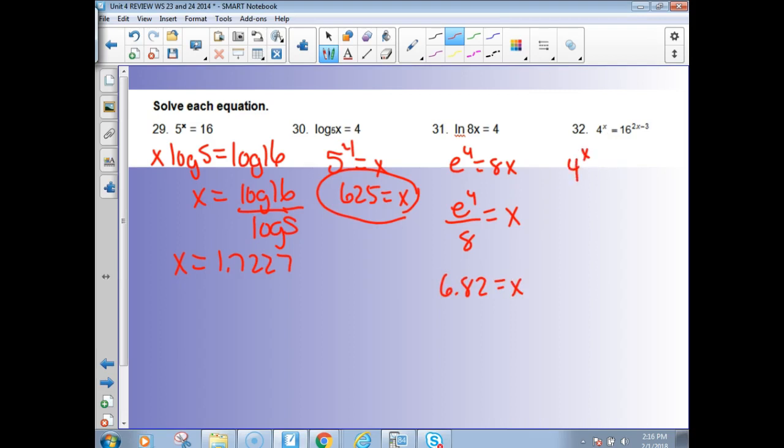Next one I would rewrite. You can do this multiple ways, but I would rewrite it. 16 is 4 to the 2nd. That makes this about as easy as you can. Instead of rewriting both of them in base 2, that can be done as well. You should get the same solution.